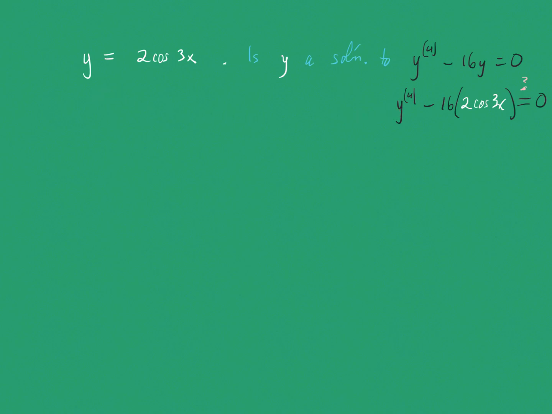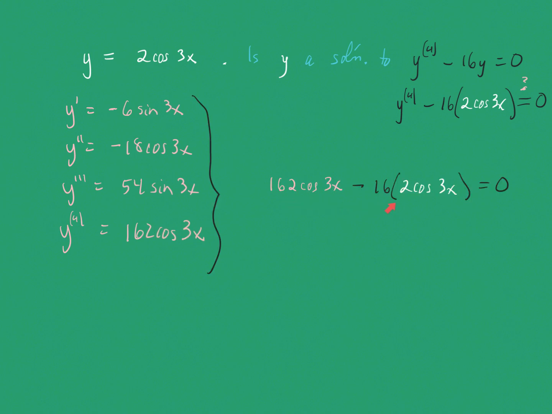And most of our work then is just finding the fourth derivative of y. Let's begin. Our first derivative is negative 6 sine of 3x. Our second derivative is negative 18 cosine of 3x. Third derivative is a positive 54 sine of 3x. And our fourth derivative is 162 cosine of 3x.